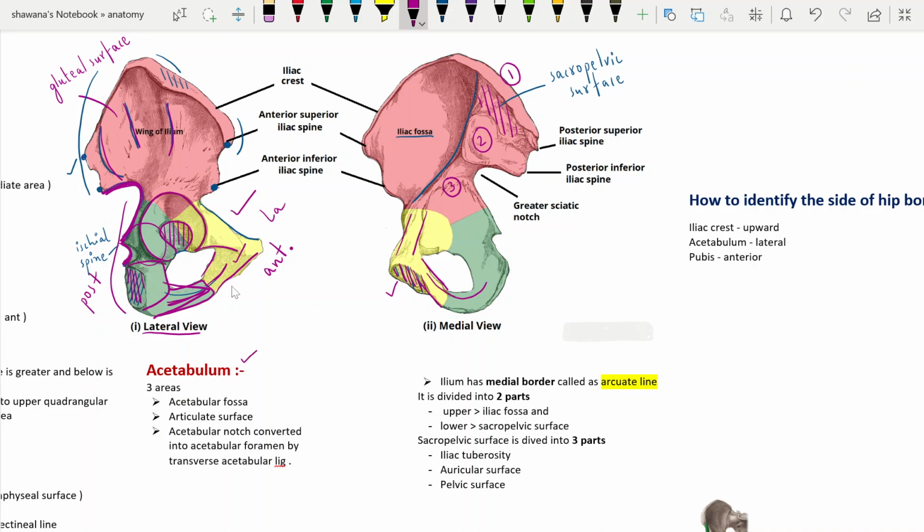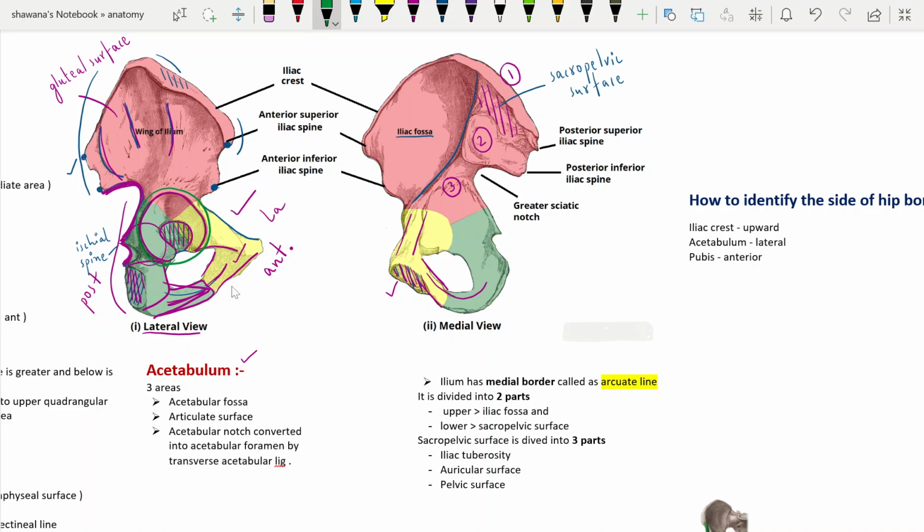The acetabulum is very important because it serves as the connection between three of the bones. This is the acetabular area, and it has three parts. First is the acetabular fossa. This is the acetabular fossa.